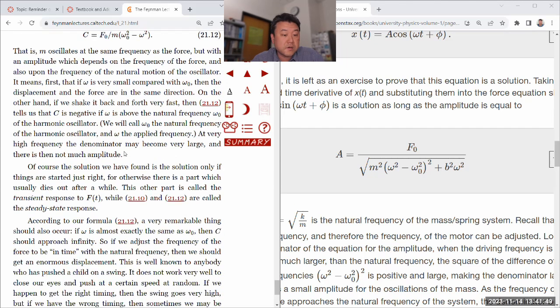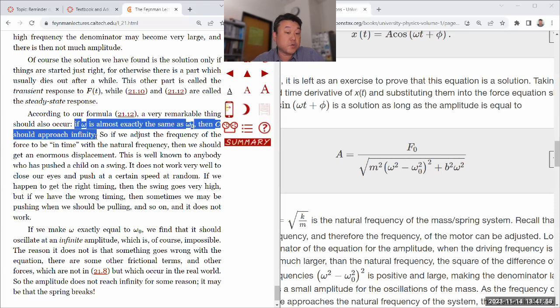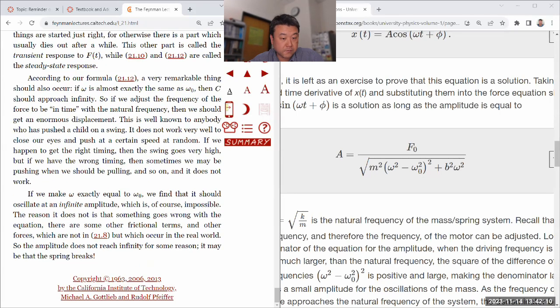It covers the key insight of the situation, which is the phenomenon of resonance. If the driving frequency is the same as the natural frequency, then you have a really high, really strong response to that small oscillatory driving force.